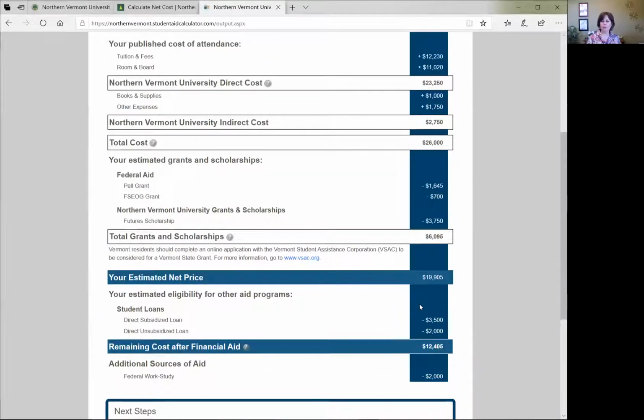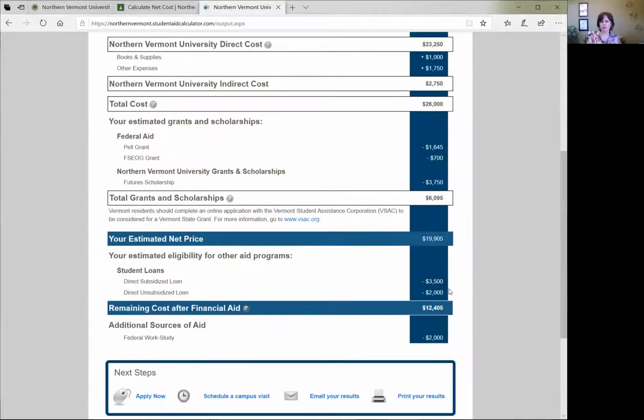And here's where they're awarding me the subsidized and unsubsidized loan I talked about earlier. They're going to give me work study, but at the end of the day, I'm going to have to pay $19,000 to go to school here. You can email the results, print it, schedule a visit, and apply now.